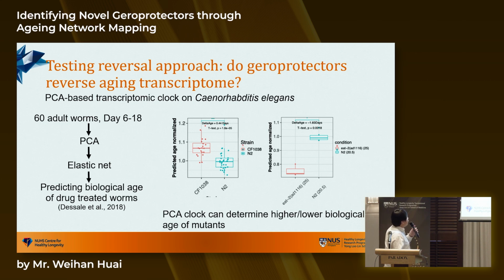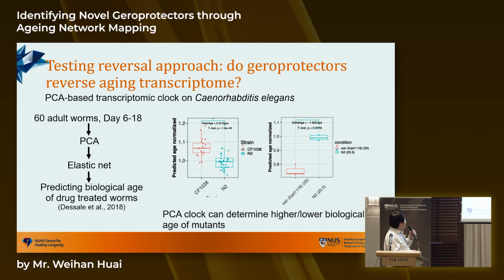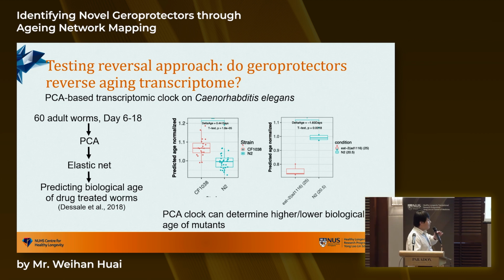So does a geroprotector reverse the aging transcriptome? We use C. elegans. If you heard Professor Yang's talk yesterday, these are really simple model species for anti-aging interventions. So we have these worms from day 6 to day 18, which is literally the late stage of their life.